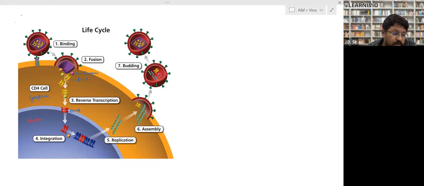When DNA goes inside the nucleus, the integration of DNA will take place where? The integration with the host DNA. This is the host DNA, right? After that, what will happen? The replication takes place. Which enzyme is responsible for replication?